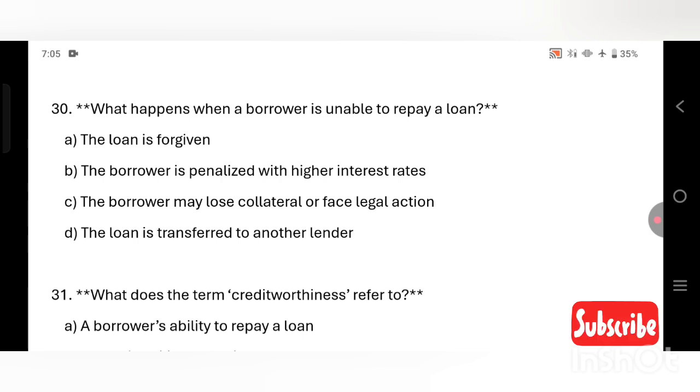Option A, loan is forgiven. Option B, the borrower is penalized with higher interest rate. Option C, the borrower may lose collateral or face legal actions. Option D, the loan is transferred to another lender. The correct answer is C. If he is unable to repay, then the borrower may lose collateral or face legal action.